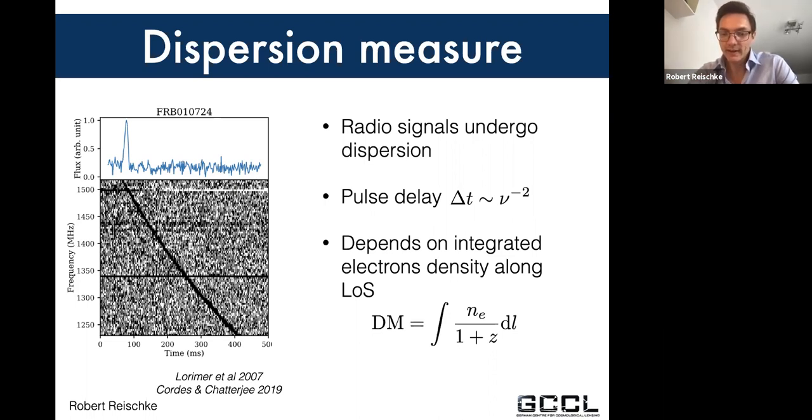And it's usually abbreviated with DM, which should not be confused with dark matter. And what you see here is that you have this additional factor of 1 plus z, which basically comes from the rest frame redshift of the whole thing.